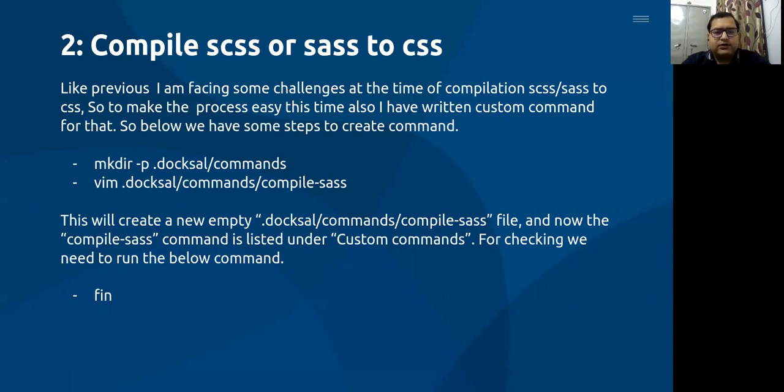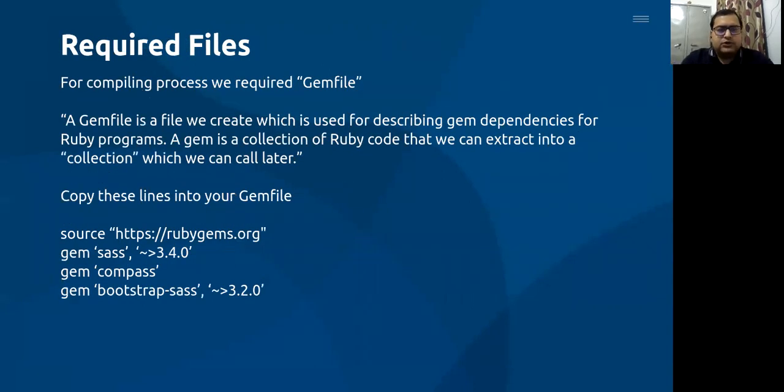After that, we run the fin command. The fin command is basically to check whether your custom command is listed successfully or not. If it is listed successfully, then it will appear in the information that comes after running the fin command. So this is all about how to create a custom command. Once again, now move to the required file. For the compiling process, we need one required file that is called Gemfile.